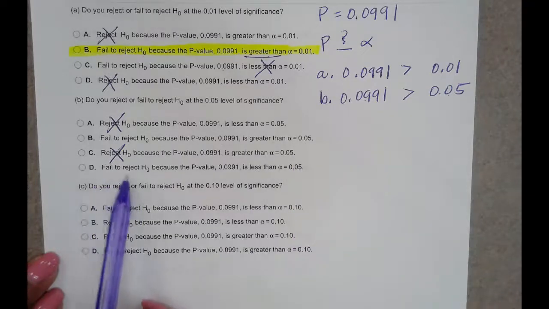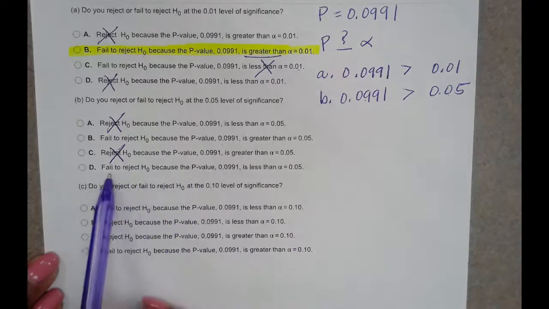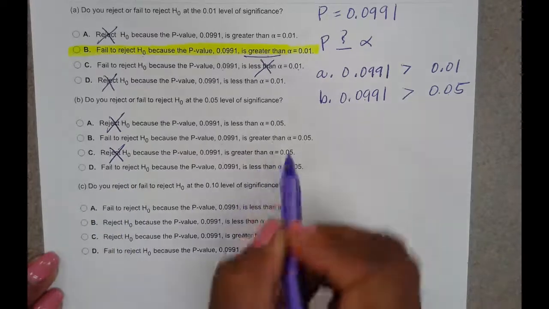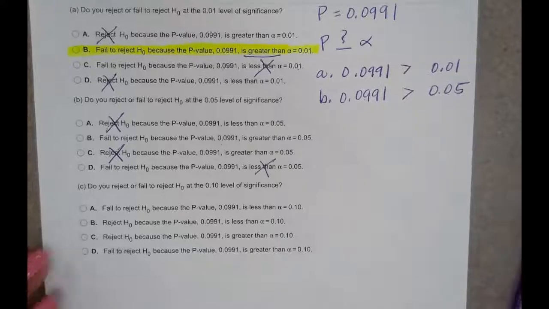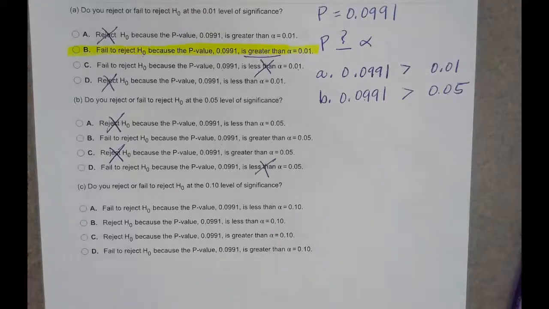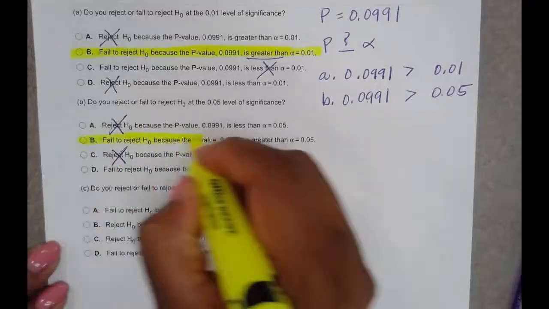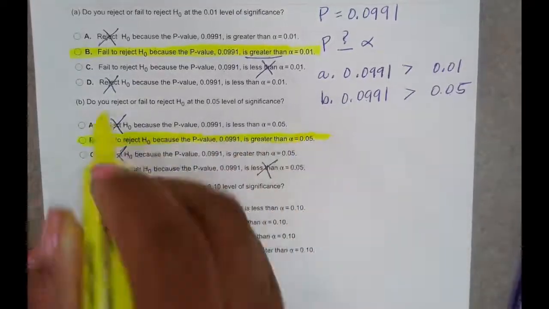Look at the reason D is not our answer. Even though this portion is correct, it is not correct here. That's a violation. So our answer is B here. Okay.